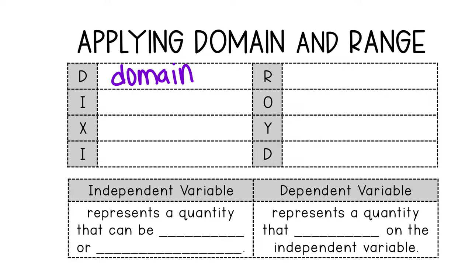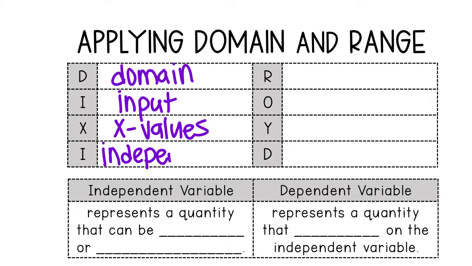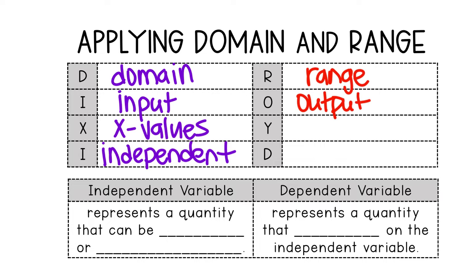Domain is the set of all input. If it were on the graph, it would be represented by the x values. And this is the independent variable of the situation. On the other hand, range is the set of all output. On the graph, we would be looking at the y-axis or the y values, and this represents the dependent variable.